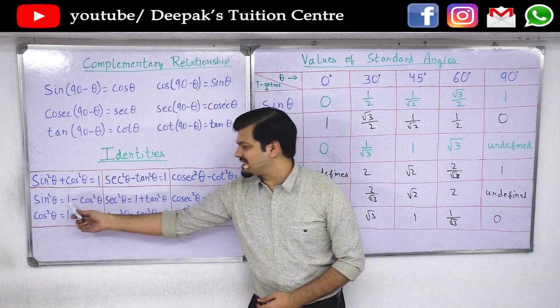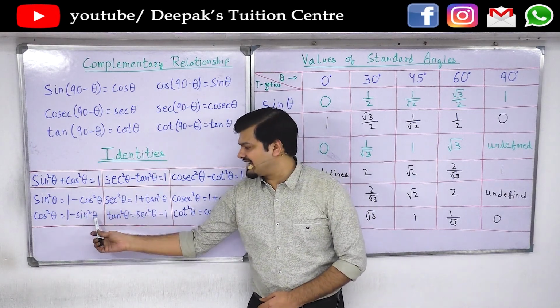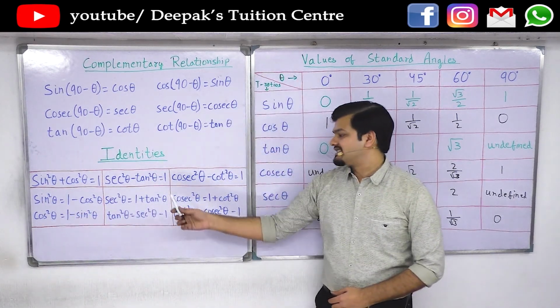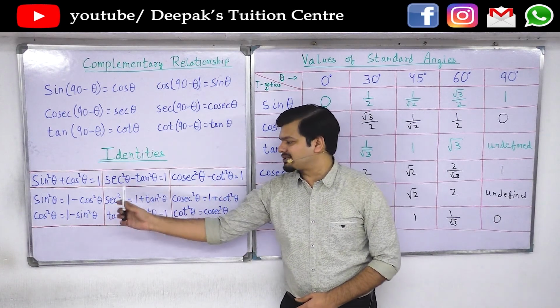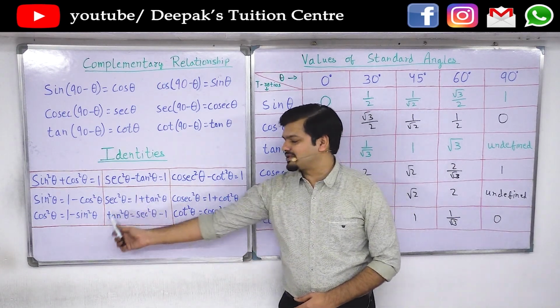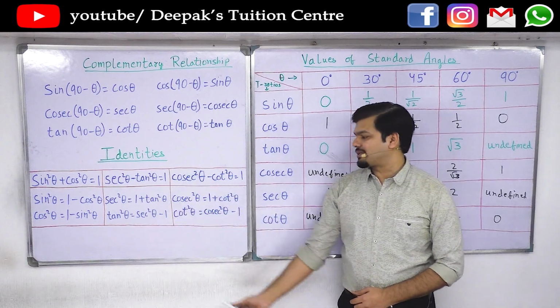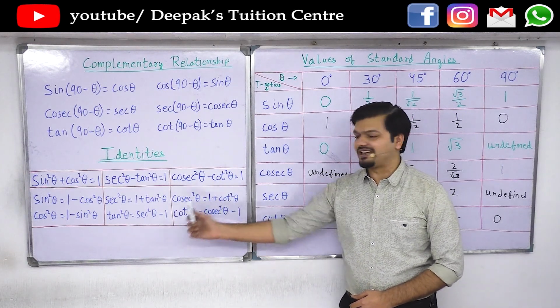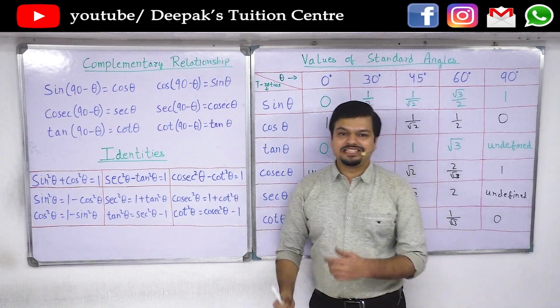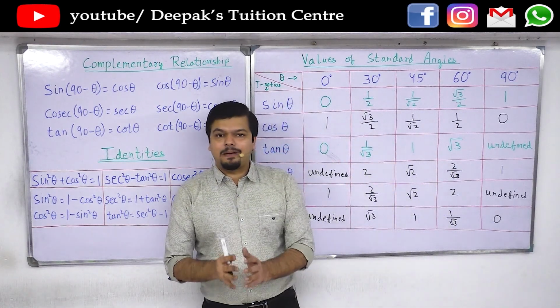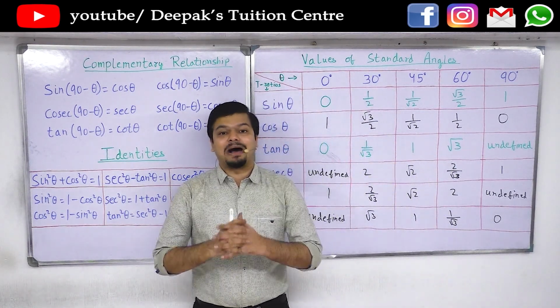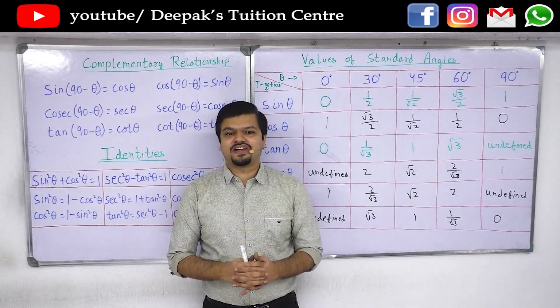So sin² θ is 1 − cos² θ and 1 − sin² θ is cos² θ. Similarly, 1 + tan² θ is sec² θ and sec² θ − 1 is tan² θ. 1 + cot² θ equals cosec² θ and cosec² θ − 1 is cot² θ. So these are the identities. You need to remember all the formulas of trigonometry by heart, else it will become very difficult for you to solve the sums.